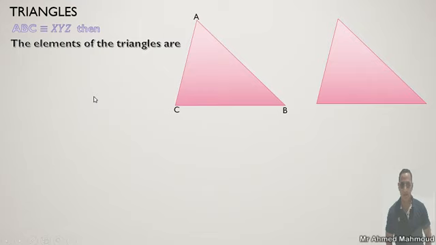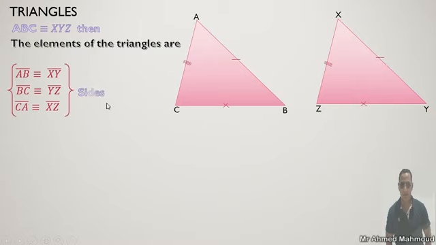The elements are the sides and the angles. For example, ABC and XYZ. AB congruent to XY, this is the first element, this side and this side. BC congruent to YZ. CA congruent to XZ. The three elements here are called the sides, the three sides. Then the three sides of triangle ABC and the three sides of triangle XYZ are congruent to each other.